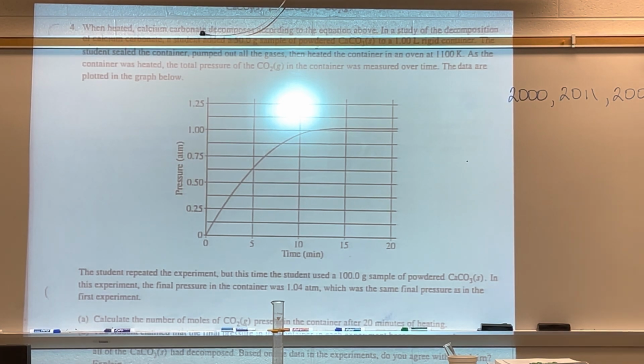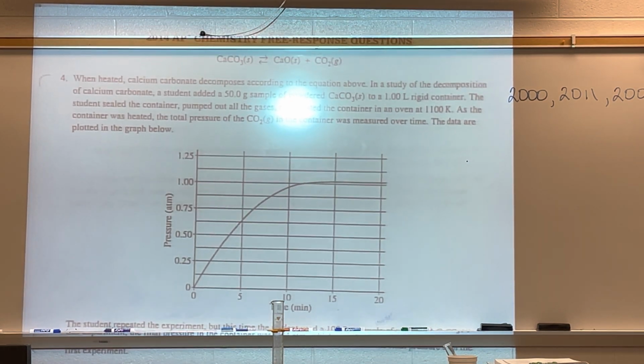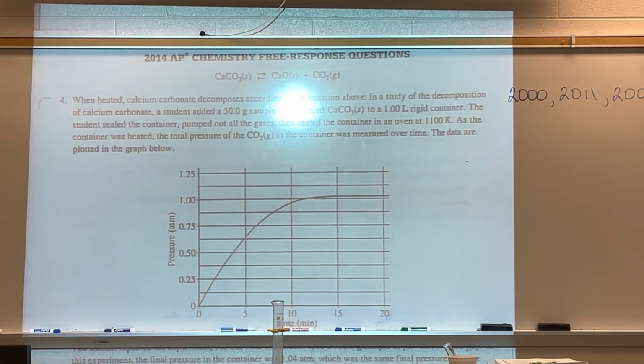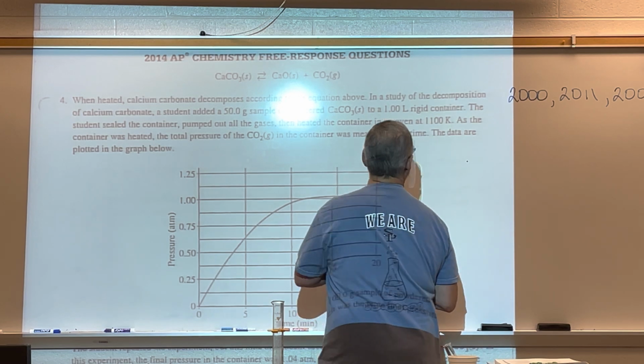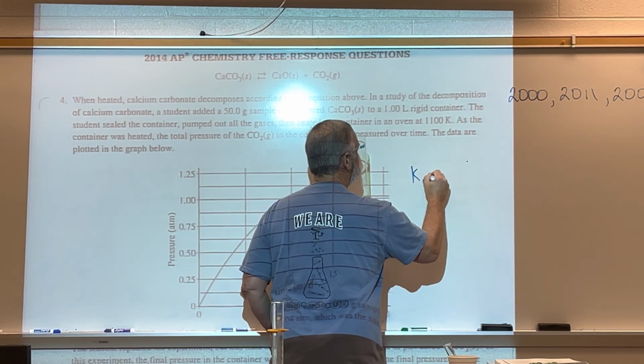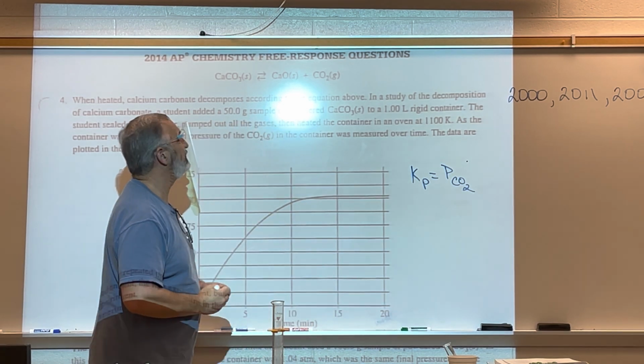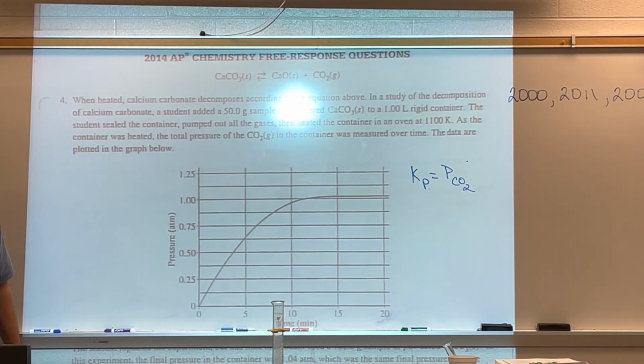What's the only thing that's going to be in the equilibrium expression? The pressure of CO2. That's all. So the Kp is strictly going to be the pressure of the CO2. Why not the other one? Because they're solid. So remember, only aqueous and gases go into the equilibrium expression. Kp is going to be all gases.